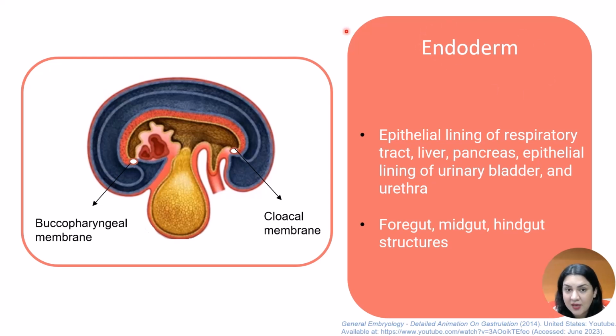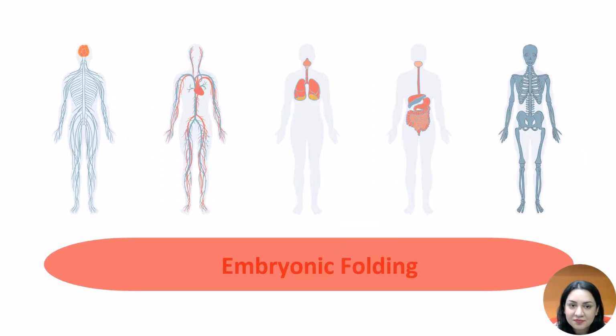So the derivatives of the endoderm germ layer include the epithelial lining of the respiratory tract, things like the liver, the pancreas, the urinary bladder, the urethra, some of the glands, like the thyroid, the parathyroid glands, as well as structures of the developing digestive system. So the foregut, the midgut, and hindgut structures, which again are things that you will keep reinforcing as you do the other system blocks.